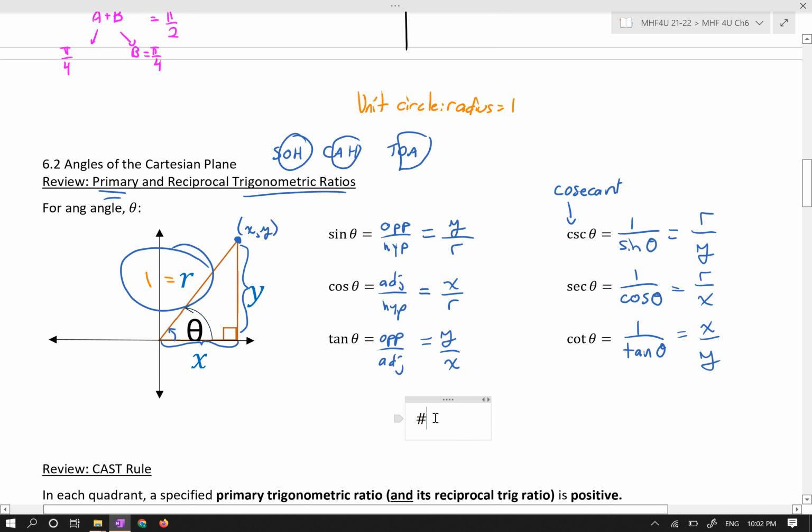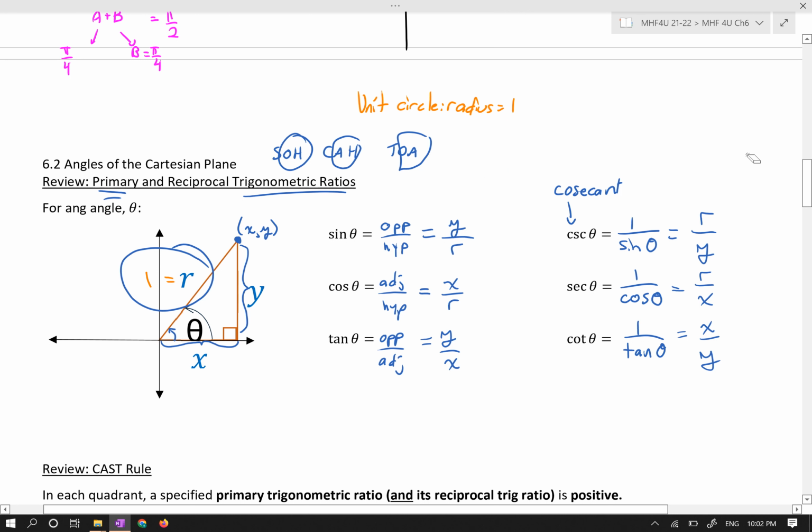You should see that our reciprocal ratios are simply the reciprocal of the fraction that we had before. So if sine of theta is y over r, that means its reciprocal is r over y. If the cosine of theta is x over r, that means its reciprocal is r over x. And if the tangent ratio is y over x, its reciprocal is x over y.